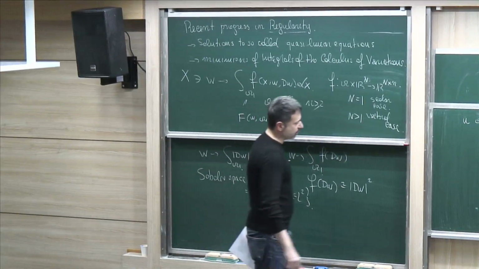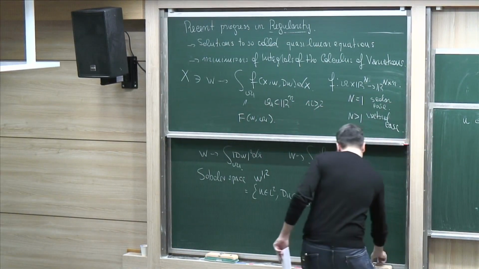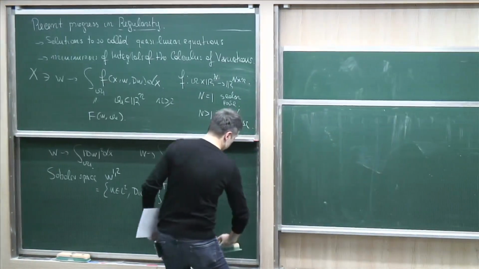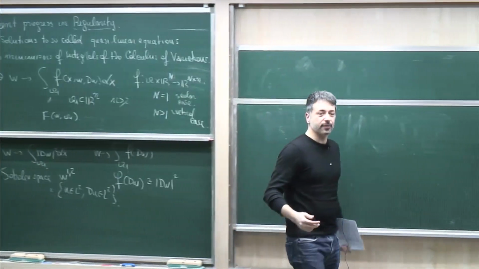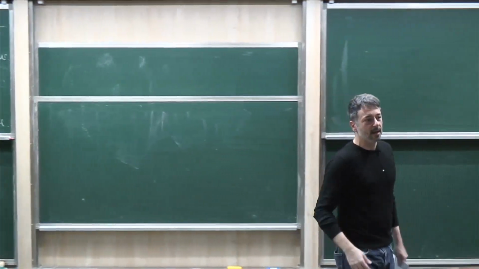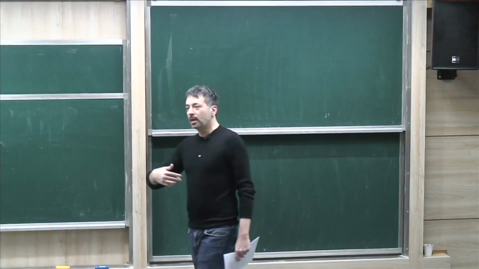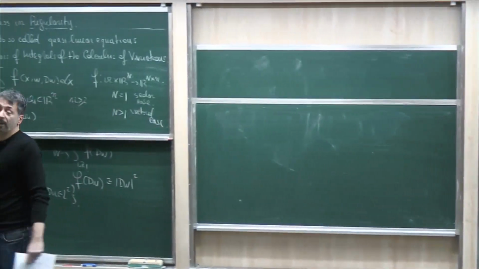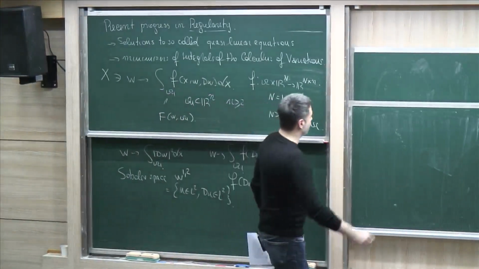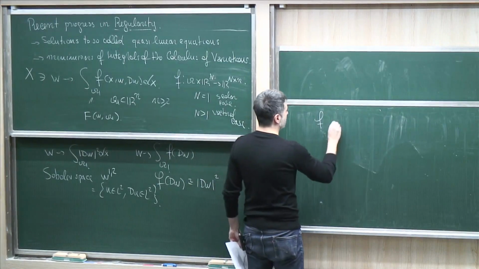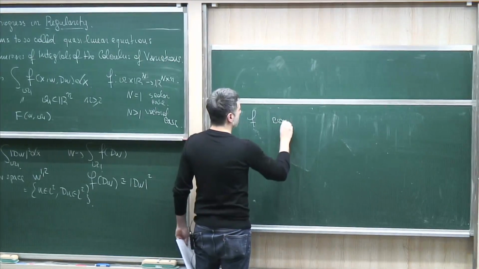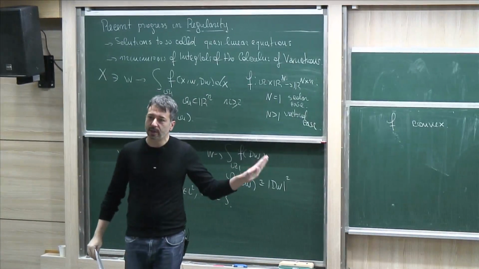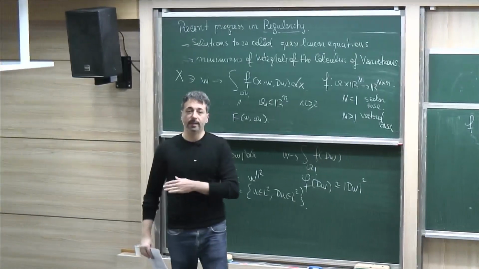And actually, this is the main point where so-called direct methods of the calculus of variations come into play. Direct methods of the calculus of variations is nothing but the classical Weierstrass theorem that you want to extend to infinite-dimensional function spaces, essentially. So you take a function f, which is supposed to be convex, and actually this is a necessary and sufficient condition to get some of these results, at least in the scalar case.